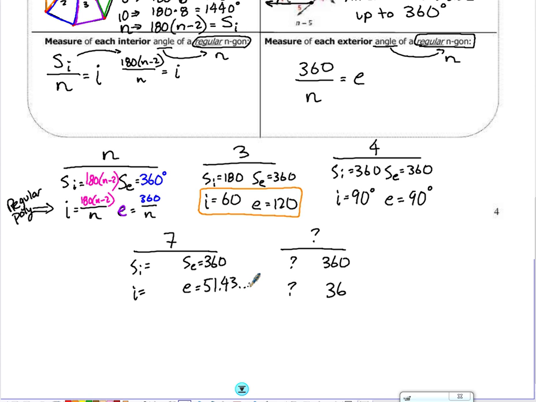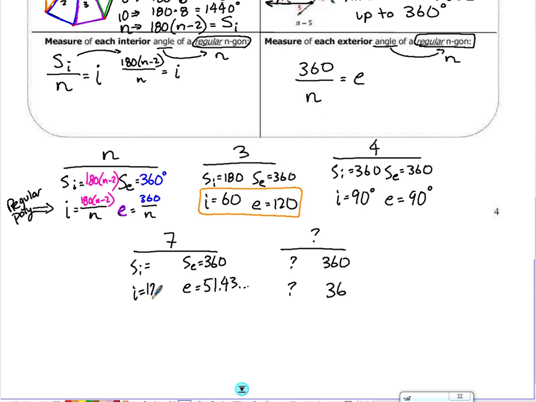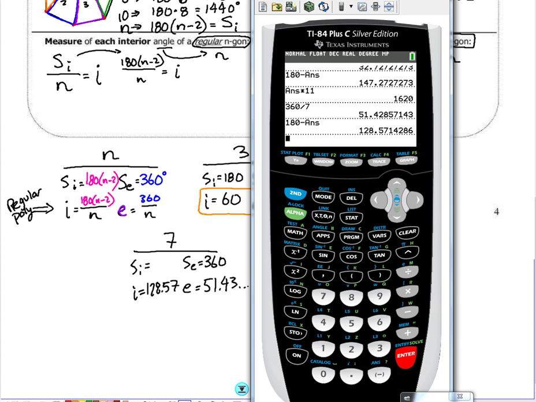If I wanted to find the interior, I would just go ahead and subtract that from 180 because those two angles have to be supplementary. So I do that. I is 128.57, roughly. It's an estimation. And then if I want to find the sum of the interior, I'm going to take this entire decimal answer and multiply it by the number of sides. It's important to keep as many decimal places as possible so my answer doesn't become rounded.